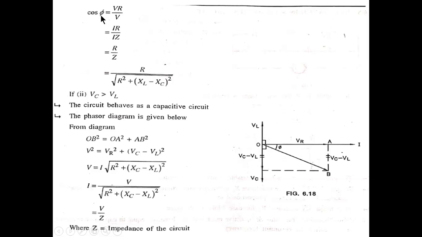Cos phi, that is known as the power factor of the circuit, can be obtained from the phasor diagram. So that is equal to VR by V. By substituting, we will get R by Z. It is the ratio of resistance to impedance.